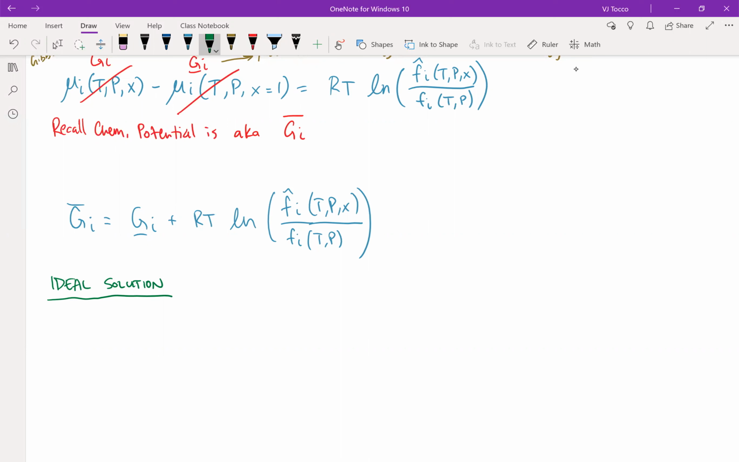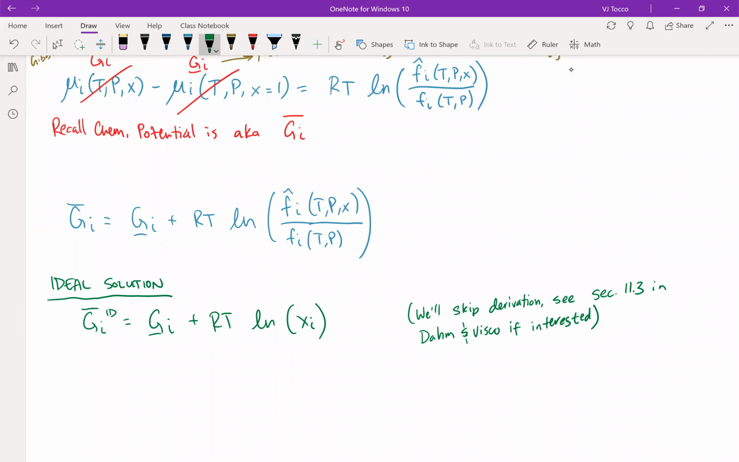For the ideal solution, you could show that the partial molar Gibbs free energy of component I for the ideal solution is equal to GI plus RT ln of XI. So I'm not going to show you this derivation. It's not too long, but I don't think it's super important to know how it's derived. So again, we'll skip the derivation. This is in section 11.3 in Dom and Visco.